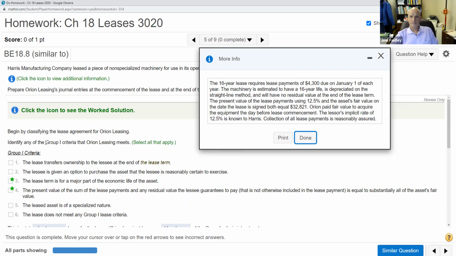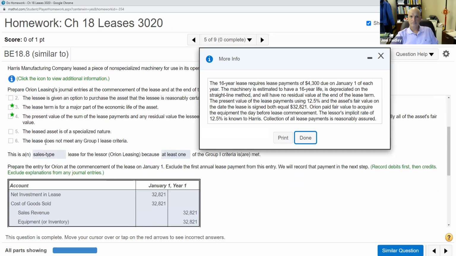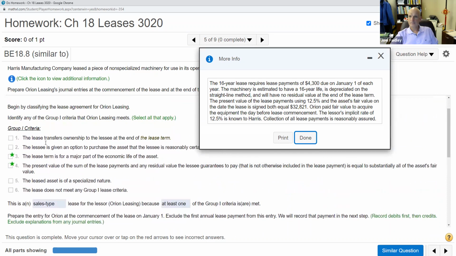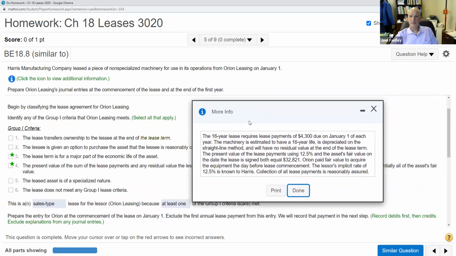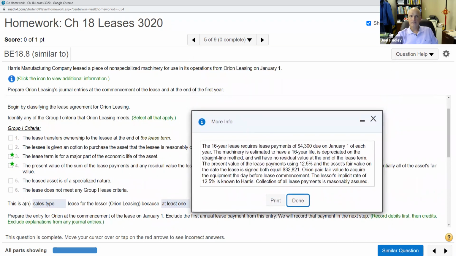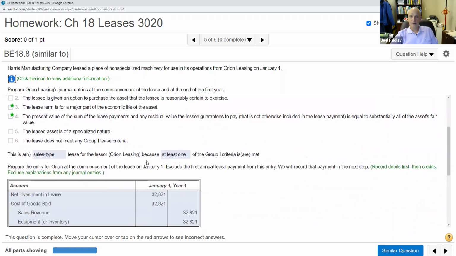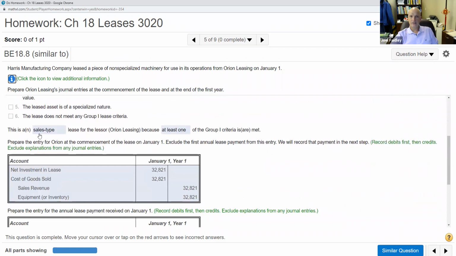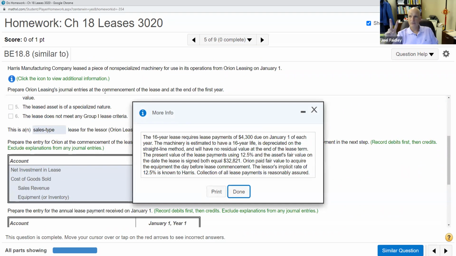All right. And we're making entries for the lessor, it looks like. Yeah, Harris Manufacturing is leasing from Orion. So prepare Orion. So now we're doing the lessor. We have been looking at the lessee, but we're doing the lessor now. All right, and this is sales type. It's not direct financing because it tells us up here, because those are the two types of lease.